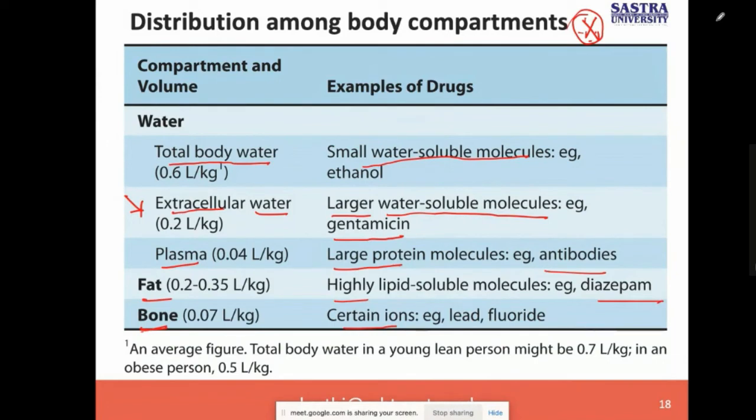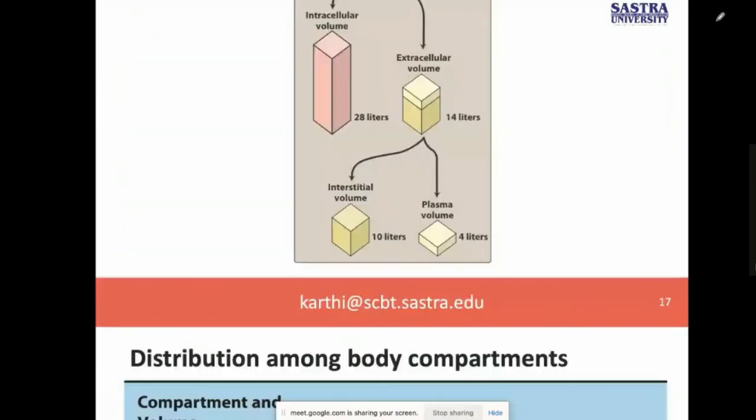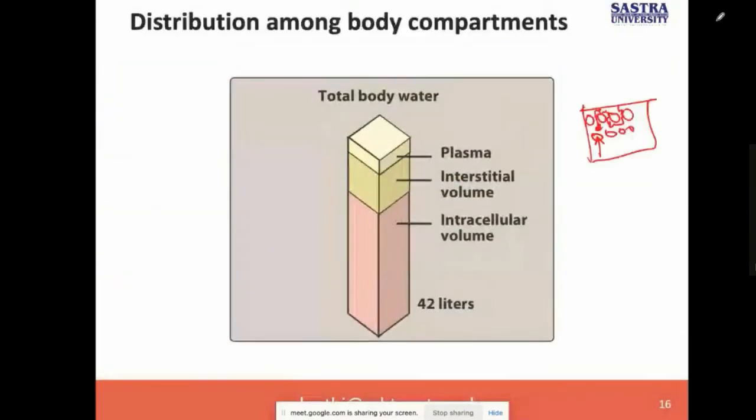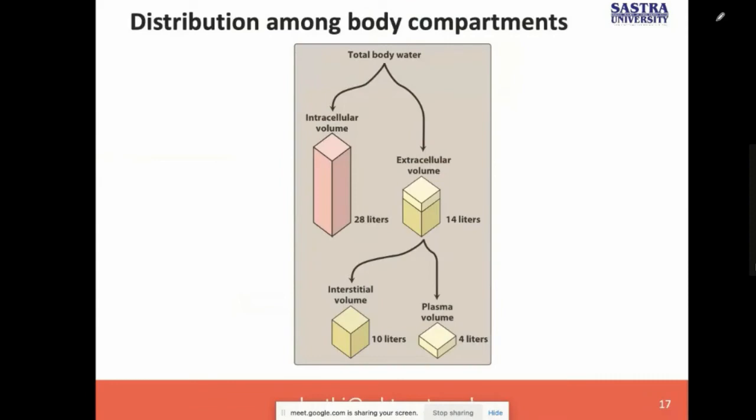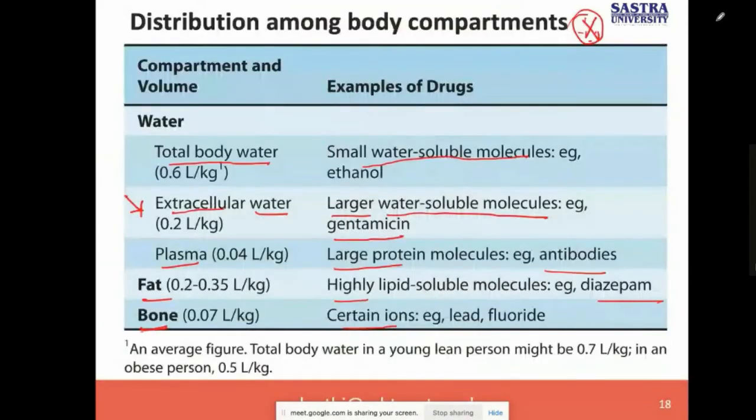It can go anywhere. This is the total body water. It can go to plasma, it can go to interstitial volume, it can go to intracellular volume. But it's not lipid soluble, sir. Then how can it? Okay, so we are not saying that it is completely water soluble. Even if the size is very small, they can enter.